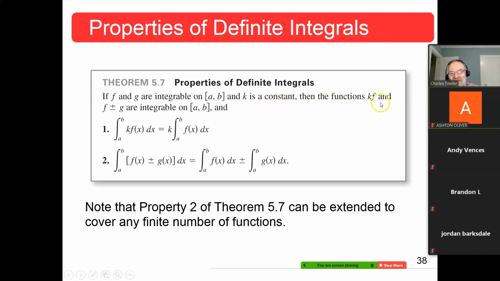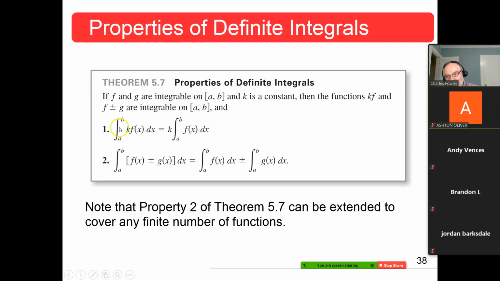Then the functions kf, and either f plus g or f minus g, either one, both of these are integrable. If f and g are both integrable, k is a constant, then kf is integrable and f plus g is integrable, f minus g is integrable on that same interval. Here's what the answers are.